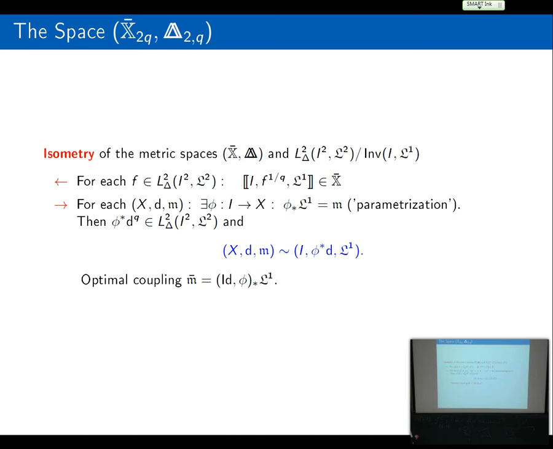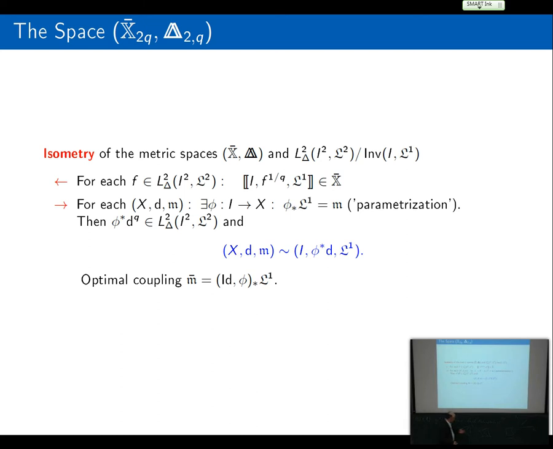Now we have this phi. This phi is by no means unique. And now we take this phi and pull back the distance from this space to produce a distance on the unit interval. Or if it's not a distance, then it's a pseudodistance, whatever. The d is not necessarily continuous, but this is not the problem. It was measurable and it will be measurable. So now we have a pseudometric on the unit interval, and this is now our representative of a metric measure space in the sense of this homomorphism.